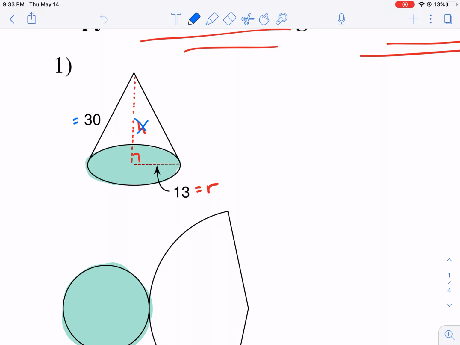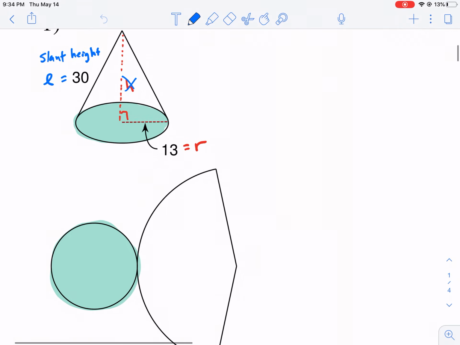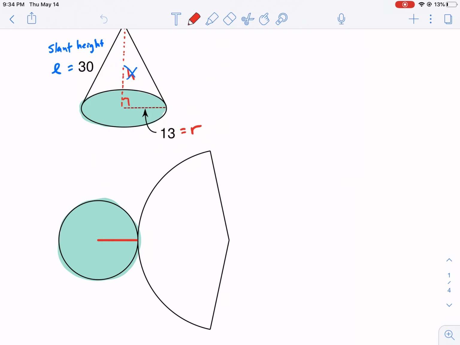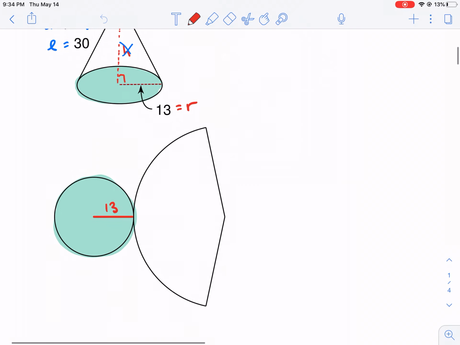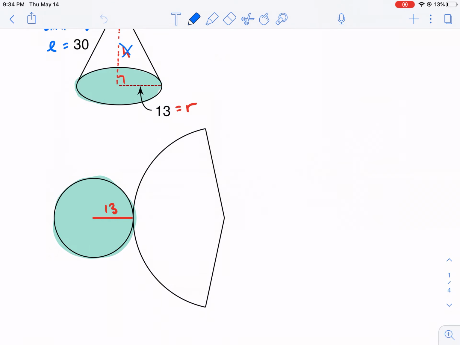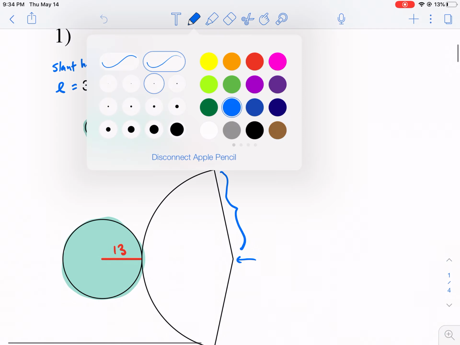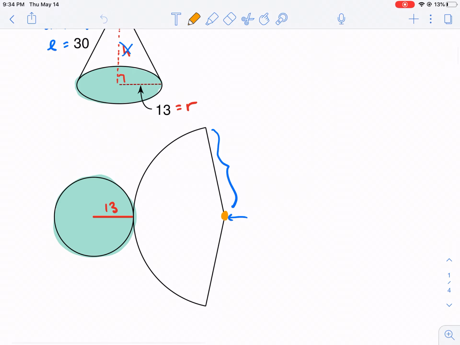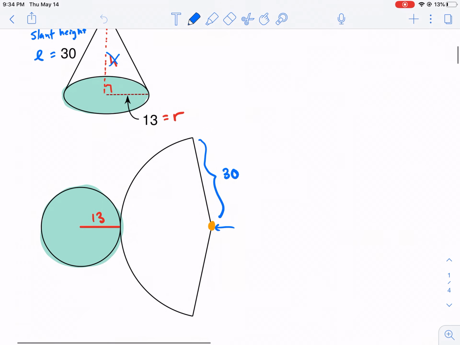Now this unit, 30, is the slant height. This is important to find the surface area of a cone. So right here we have 13. We're going to copy over our dimensions here. So this is 13, our radius. And then we have this unknown distance. But if we were to roll up this right here, this is the top. This is the vertex of the cone. And then you would roll it up and it would form the cone. So this is your slant height. So this is 30. I don't think it gives the unit, so it's just 30.